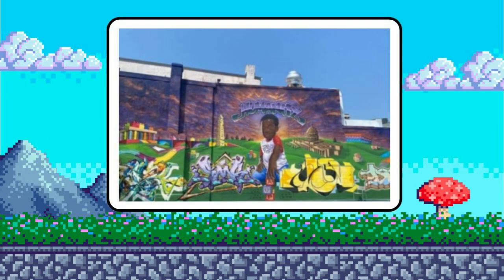Next is graffiti. What is the message or image? This graffiti likely aims to convey a message of unity, global connection, and the importance of community. The child in the center might represent the future generation inheriting this world and the responsibility of building a better future. The inclusion of various architectural landmarks suggests a shared human experience across culture and time.